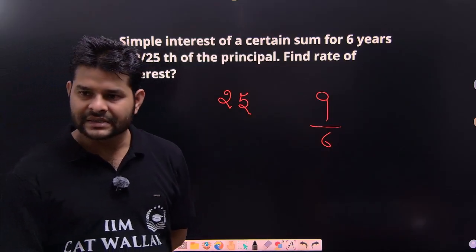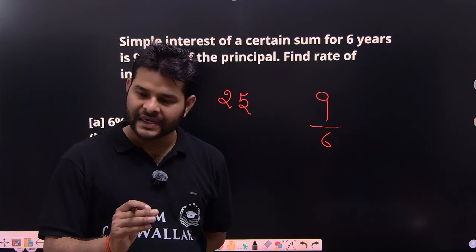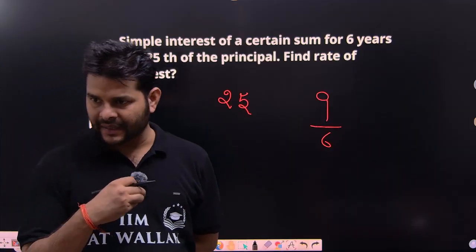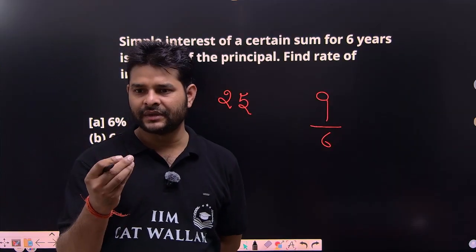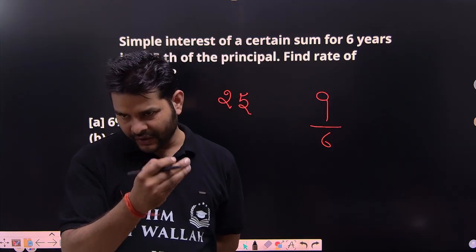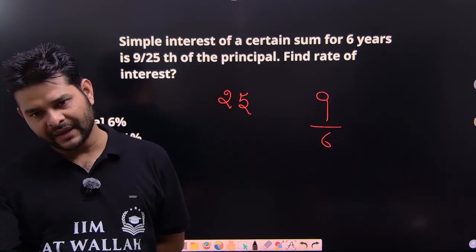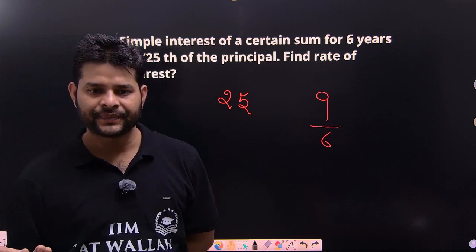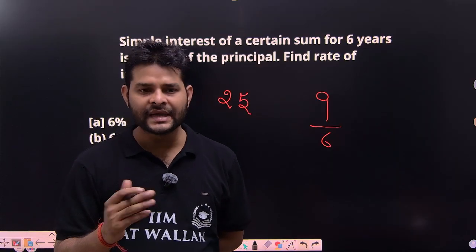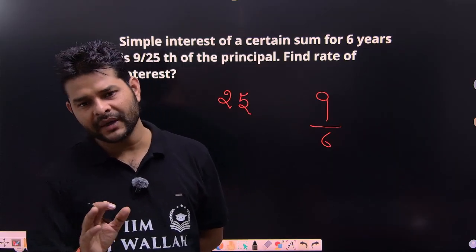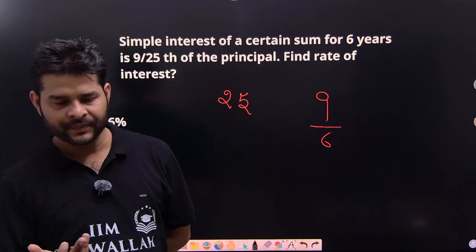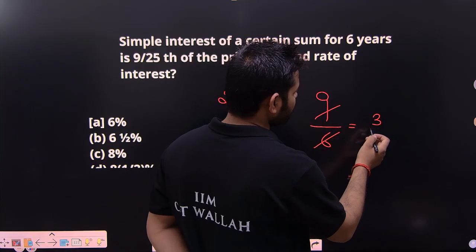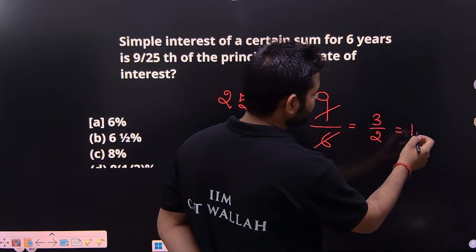SI never changes. CI changes. Suppose SI for 1 year is 100 and I give some money to a person for 10 years. So for 10 years, SI would be 100, 100, 100, 100. What changed basically? CI changes. SI is forever the same. So for 1 year it would be 3 upon 2, that means 1.5.